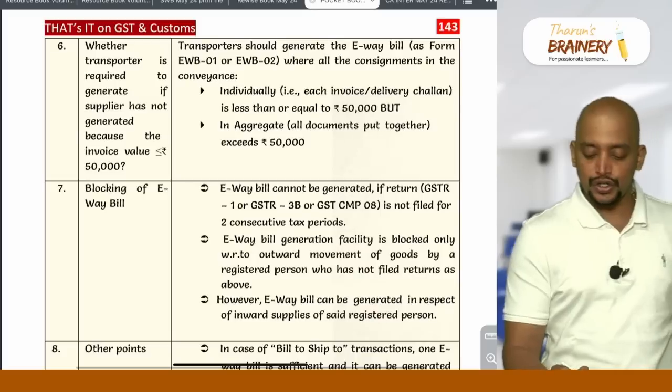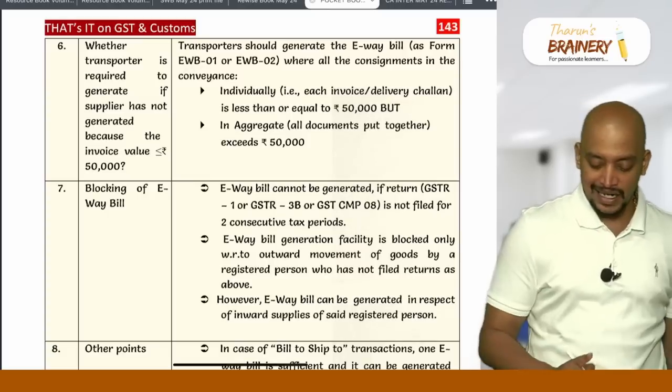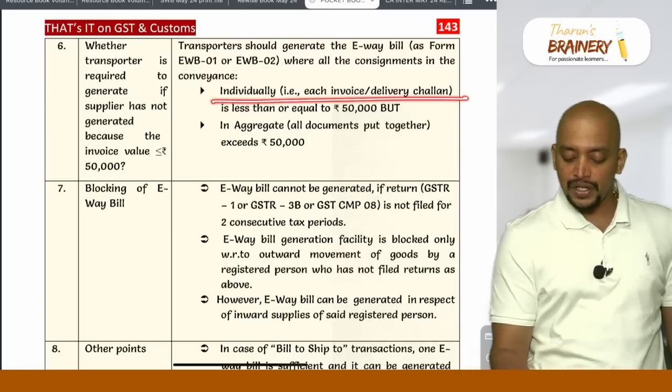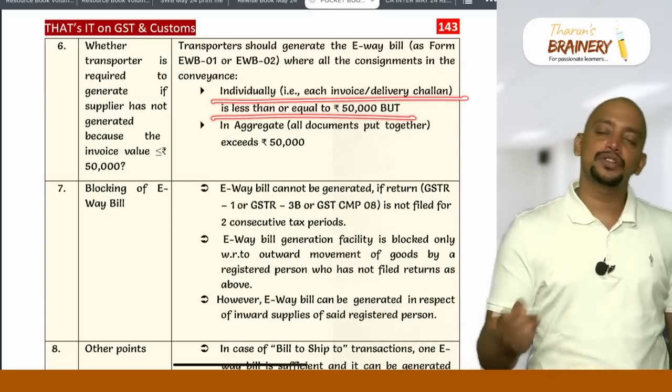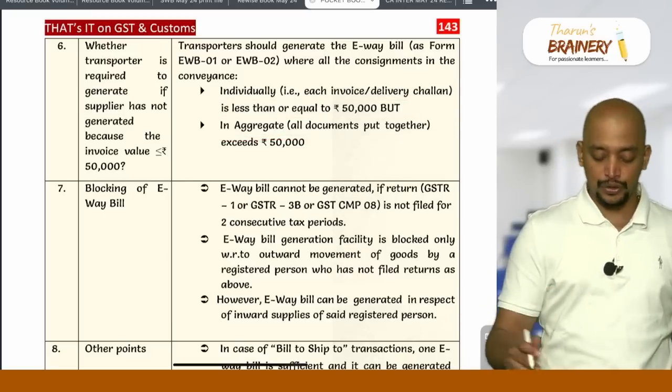So transporter should generate e-way bill, EWB1 with respect to each consignment and EWB2, the consolidated e-way bill, individually for each consignment, even though the value is less than or equal to 50,000. In aggregate it exceeds 50,000, due to that reason.